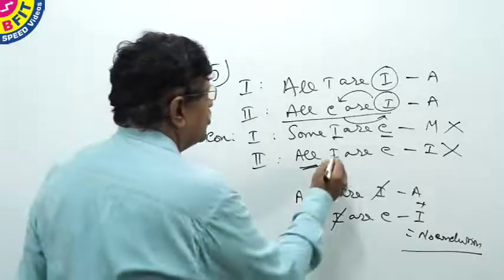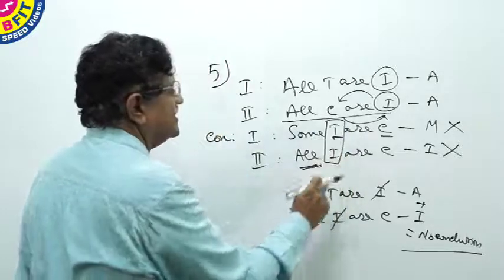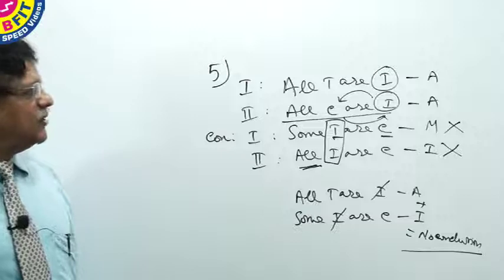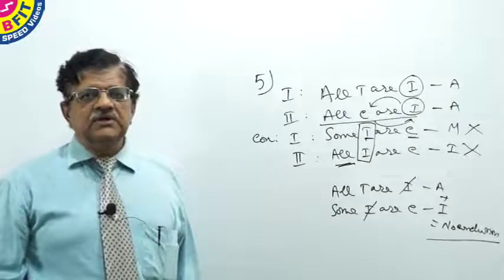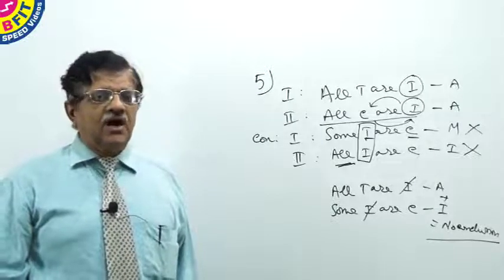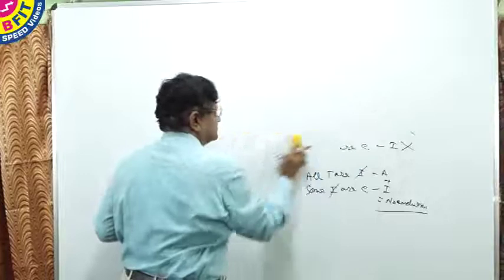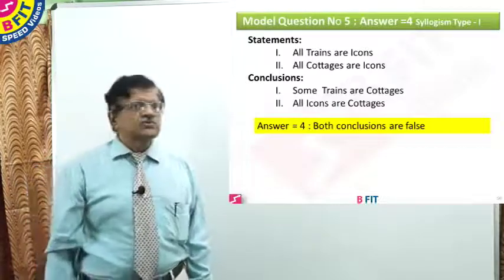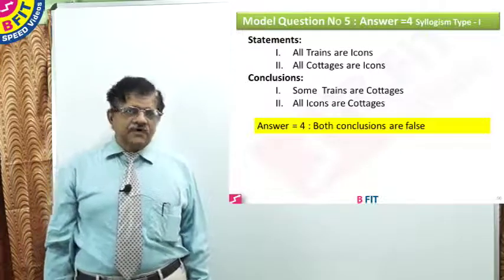Regarding condition number 2, it is not satisfied because here it is T and here it is I. Therefore, the subjects are different and therefore they do not form a complementary pair. When they do not form the complementary pair, what is the answer? Both conclusions are false. We will stick to it. So the answer is 4. Both conclusions are false. So the answer for question number 5 is answer 4, which indicates both conclusions are false.